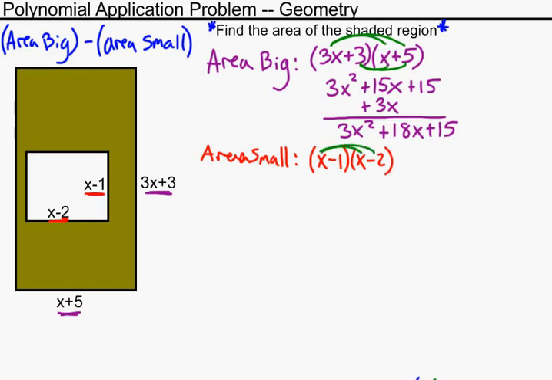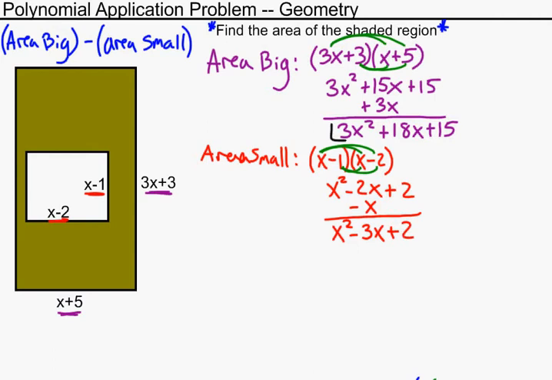Take the x to both pieces. That gives me x squared minus 2x. Take the negative 1 to both pieces. That gives me negative x and positive 2. So when I add everything vertically, the area of the small is x squared minus 3x plus 2.